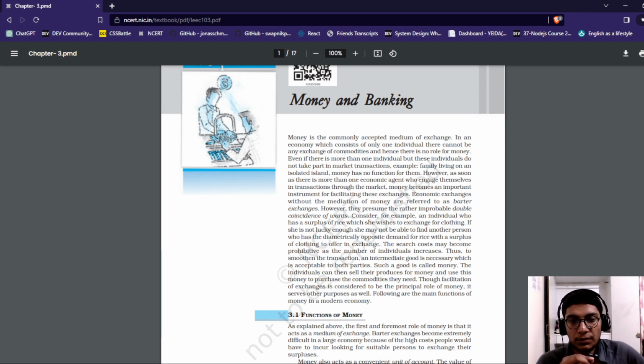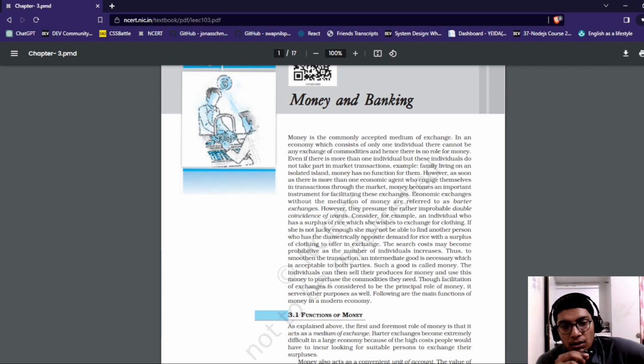Economic exchange without the mediation of money is referred to as barter exchange. However, it presumes the rather improbable double coincidence of wants. Consider, for example, an individual who has a surplus of rice which she wishes to exchange for clothing. If she is not lucky enough, she may not be able to find someone who demands rice and has a surplus of clothing to offer in exchange. The search cost may become prohibitive as the number of individuals increases.